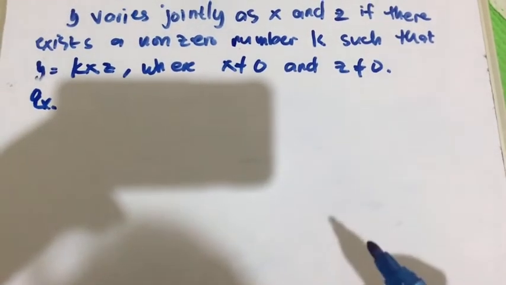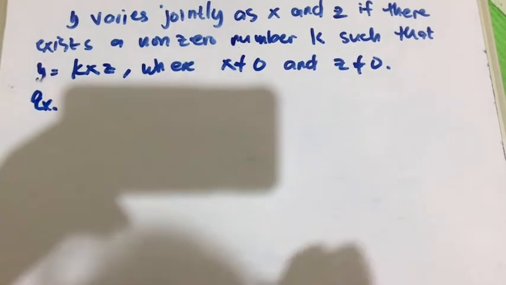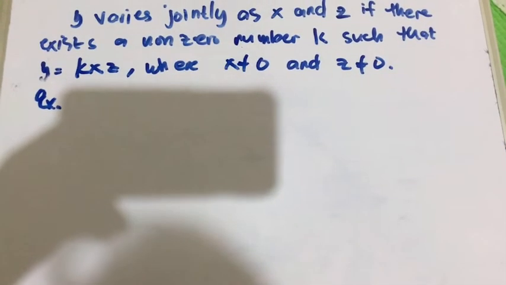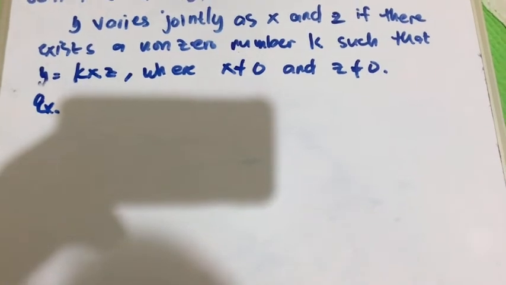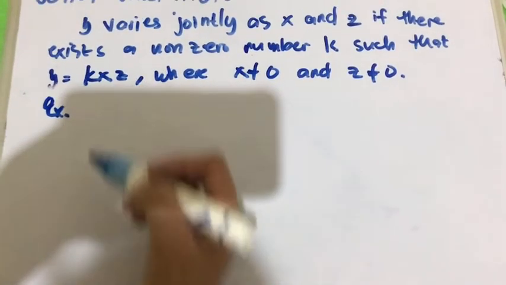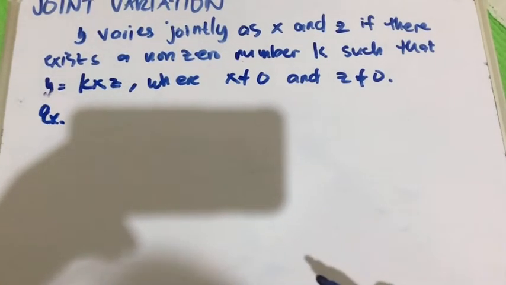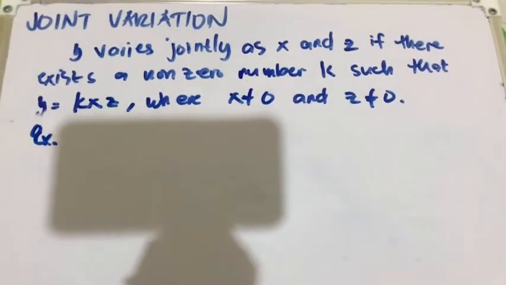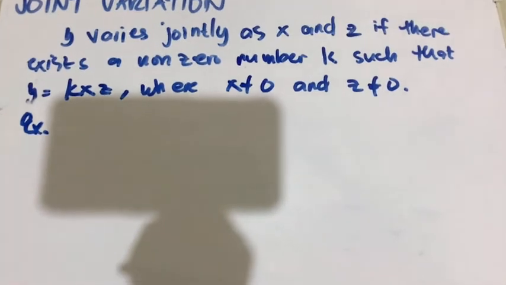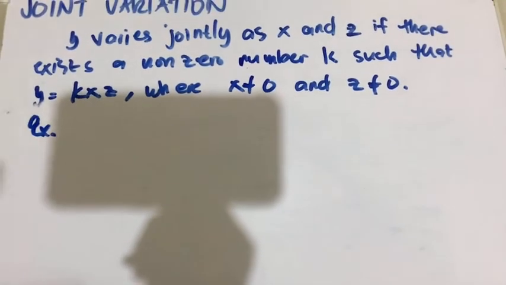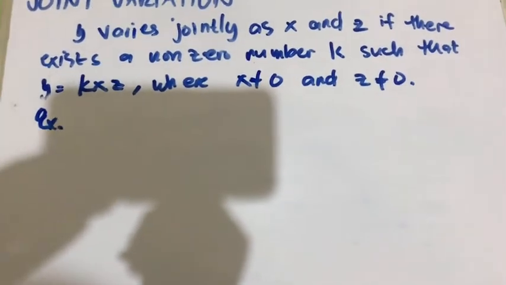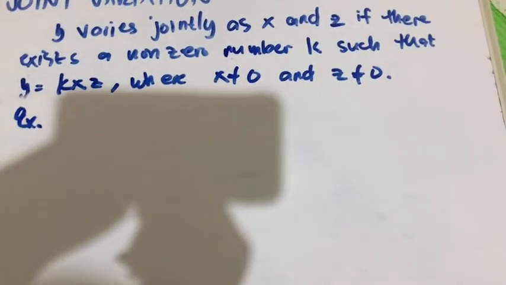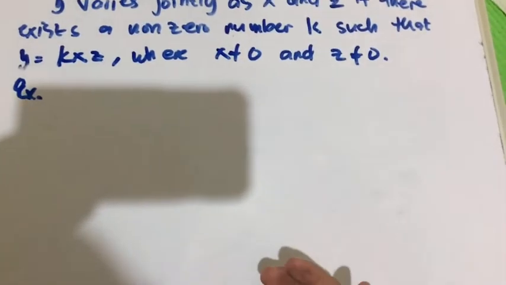And again, we don't have to stick to those variables because you can use any variables. And k, as we defined, is the constant of variation or constant of proportionality. But as for the other variables, you can use p, q, x, y, a, and b, and so on.